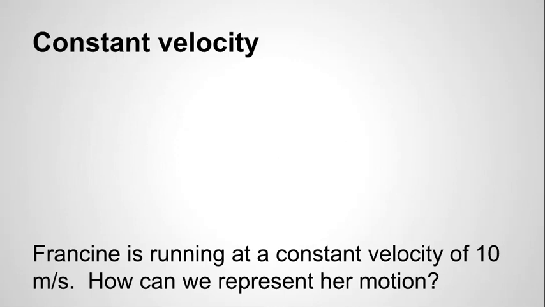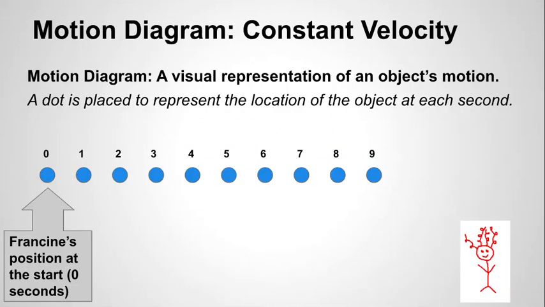Think of Francine. She's going to be running at a constant velocity of 10 meters per second. How can we represent her motion? We're going to start by representing it using a motion diagram. So a motion diagram is a visual representation of an object's motion. A dot is placed to represent the location of the object at each second. So this is an example of a motion diagram showing Francine moving at a constant velocity.